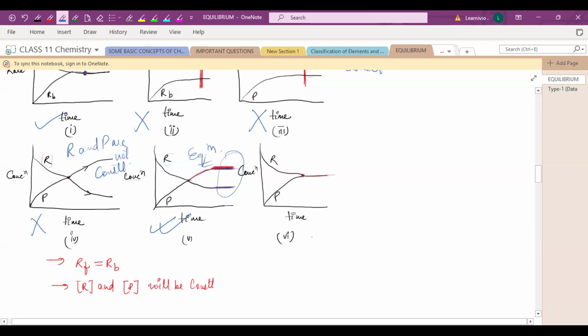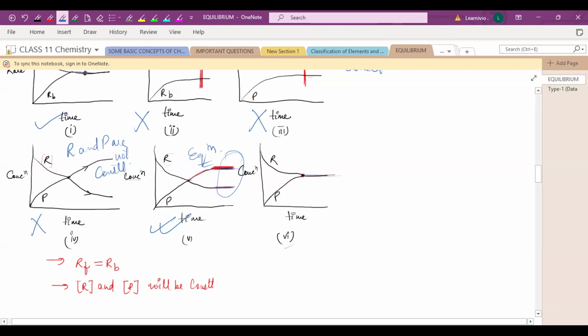Okay, now the sixth one. This is clearly visible. You can see this R, P: the product increased, the reactant decreased. Here at this point, it is at equilibrium. Again, they become constant. It is not compulsory, and not necessary, that every time the concentrations of reactant and product become equal.